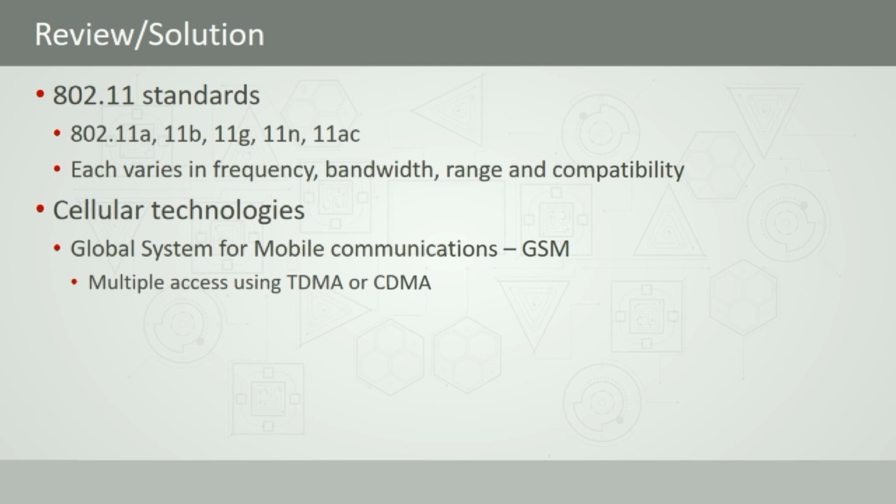Then we asked about cellular technologies, and primarily we talked about the Global System for Mobile Communications, or GSM. And certainly because of the numbers of people that are using mobile communications these days, we need to come up with some form of multiple access. And in GSM, this is accomplished using either TDMA, time division multiple access, or CDMA, code division multiple access. Each one, in essence, uses some kind of scheme to separate my communications from yours so that we don't overlap and we can take advantage of the same media at the same time.